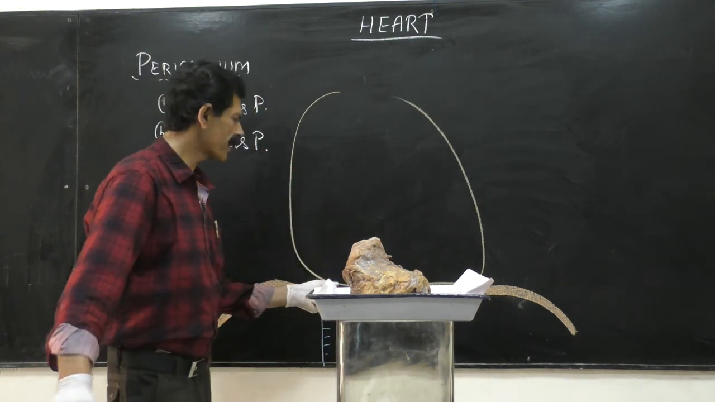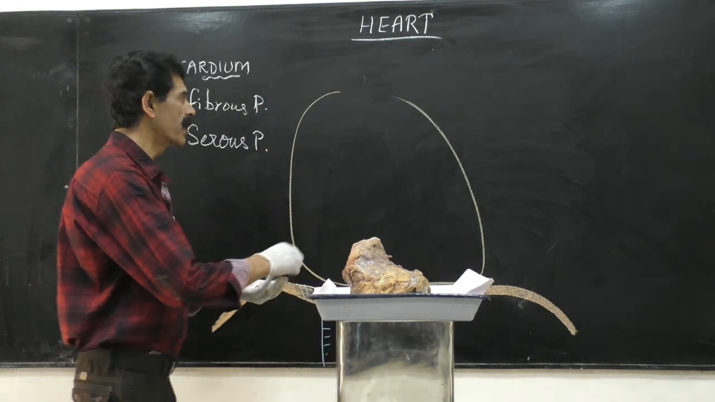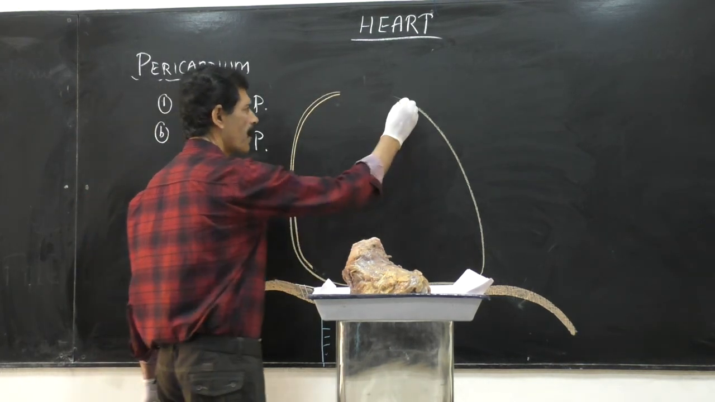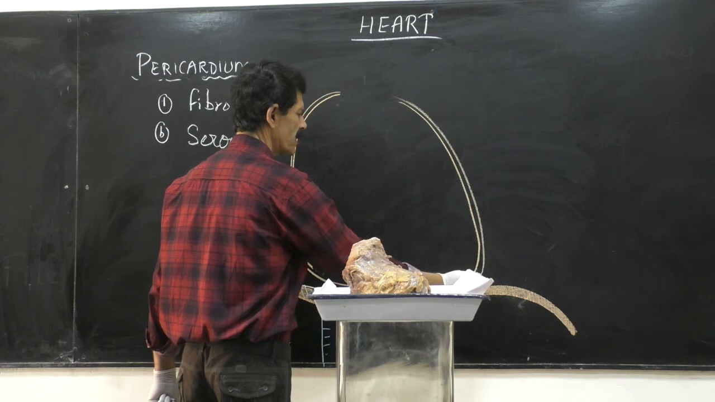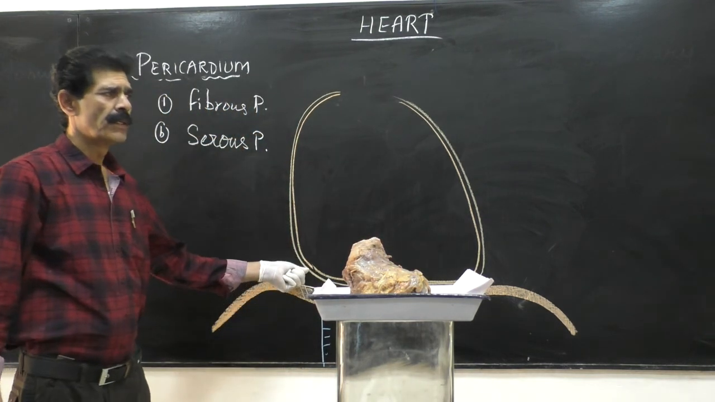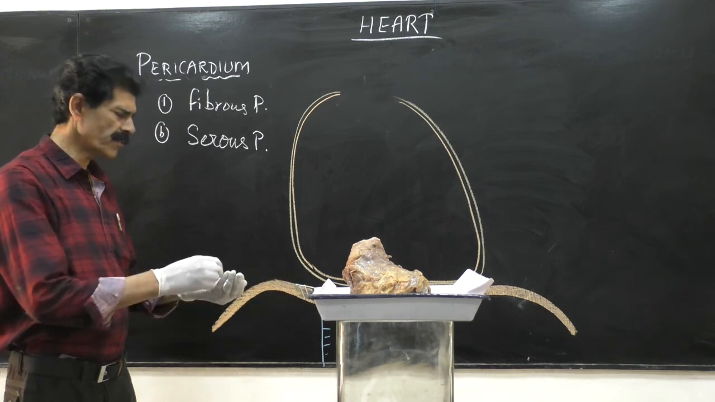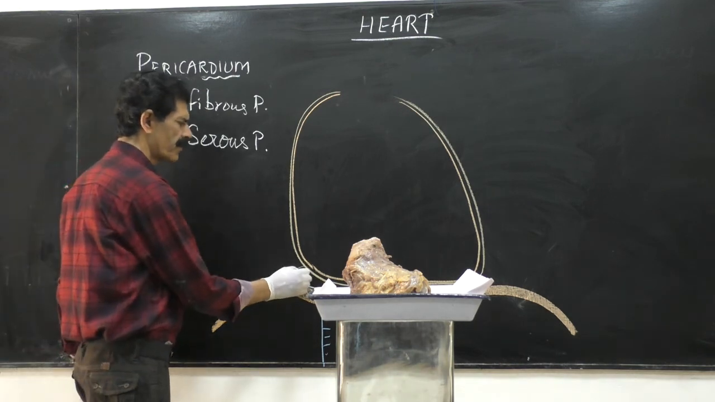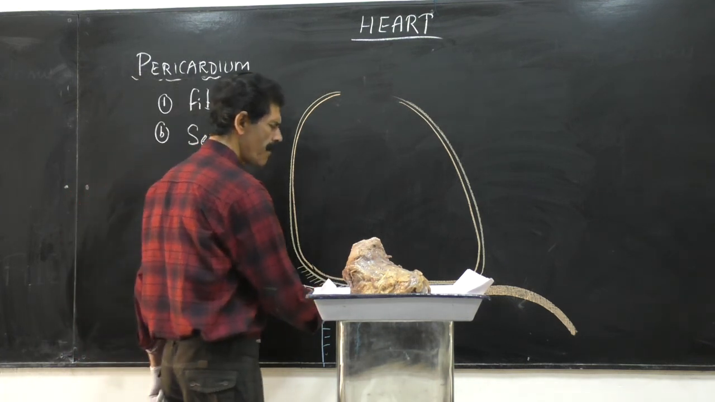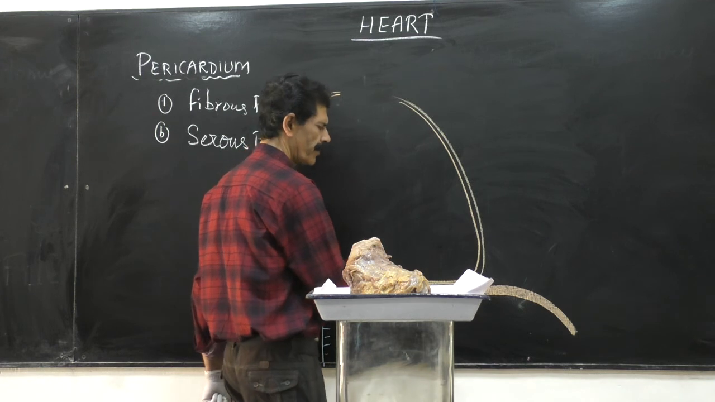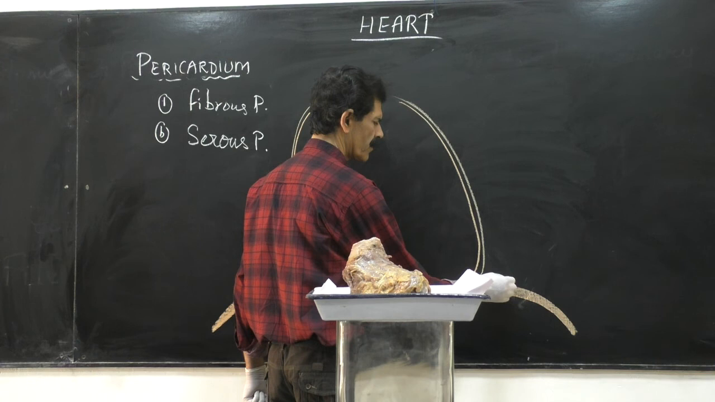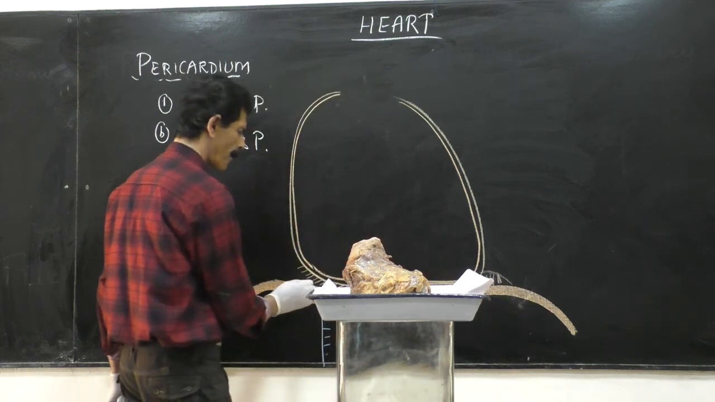So this fibrous pericardium, which is a tough membrane resembling the deep fascia anywhere on the human body. So its inferior attachment is with the superior surface of the diaphragm, the central tendon. This jacket or skeleton of the heart is fused with the superior surface of the diaphragm.